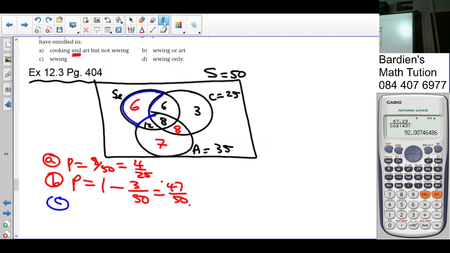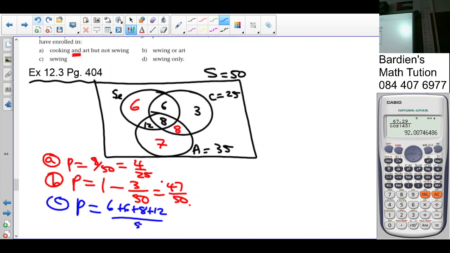It doesn't have the color. But anyway, you guys get the idea that there was sewing only. Okay. But since it only said sewing and it didn't say sewing only, so it's going to be 6 plus 6 plus 8 plus 12 over 50. There's going to be 20 is 32 over 50, which is 16 over 25. 16 over 25.